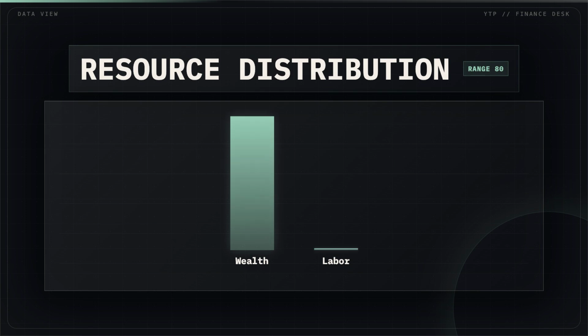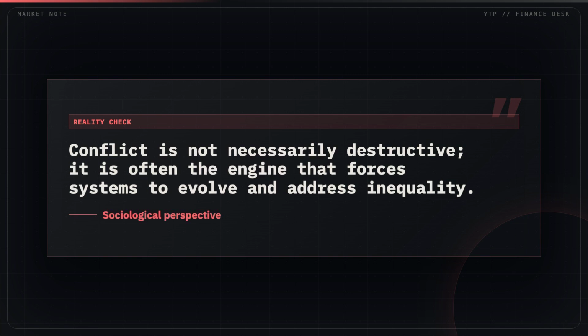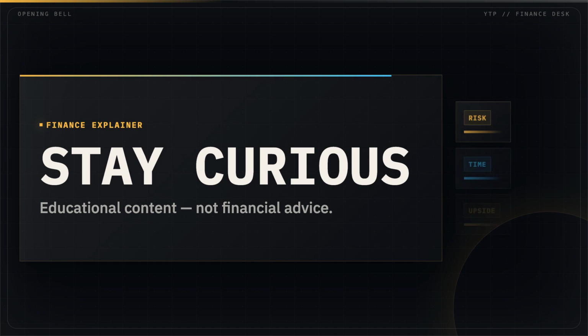In economic terms, this theory explains why labor and capital often find themselves at odds regarding how value is distributed in a firm. Remember, conflict theory isn't just about fighting, but about how tension drives evolution in our financial and social systems. Understanding these theories helps you see the bigger picture in economics.